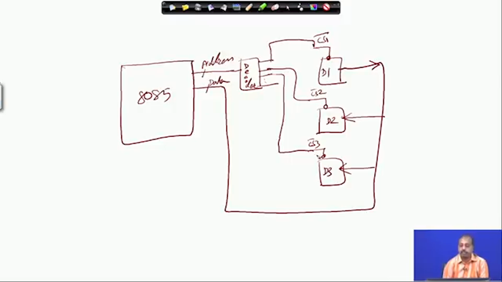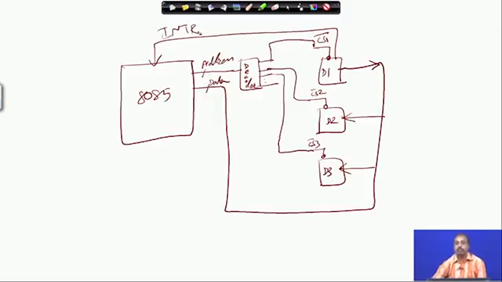The other possibility is that instead of connecting it like this, when these devices are ready, they send an interrupt to the 8085. They can be connected through the interrupt line, and as we have seen, if I have multiple devices, I can have an interrupt controller in between that can resolve the priorities and send the interrupt to the processor. In the interrupt driven case, when the interrupt comes, the processor will go to the interrupt service routine, and then it will do the transfer.